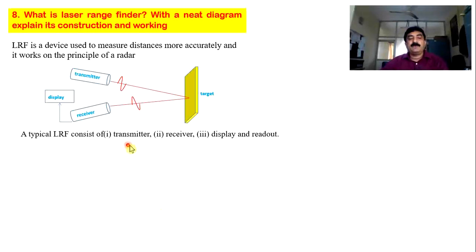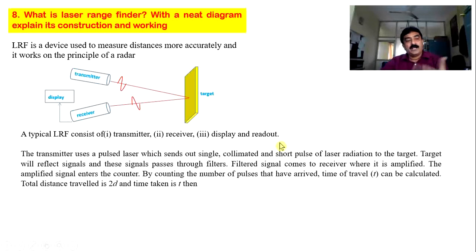It consists of 3 parts: transmitter, receiver and display board or readout. And the working procedure: transmitter uses a pulsed laser. See, actually in laser there are 2 types: pulsed laser, where one pulse will come and returns back, and another one is continuous wave. For LRF, pulsed wave is more suitable than continuous wave. Well, target will reflect the signals and these signals pass through the filter. Suppose if there are any external noise, that has to be removed. Therefore, we make use of filter.